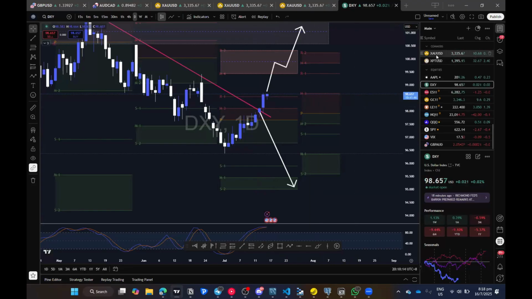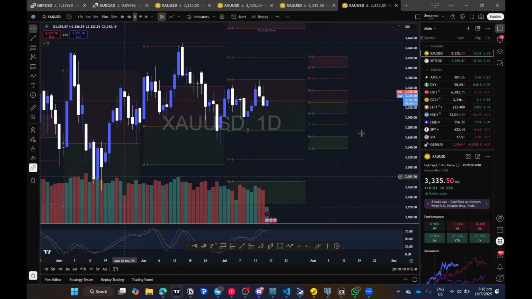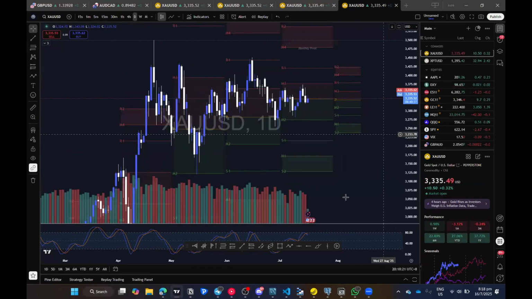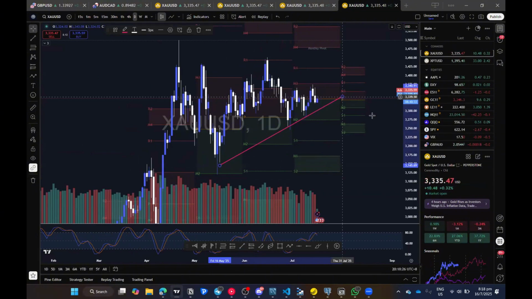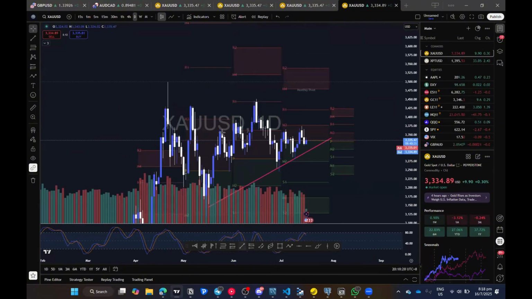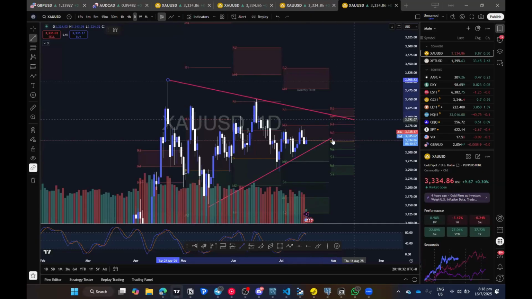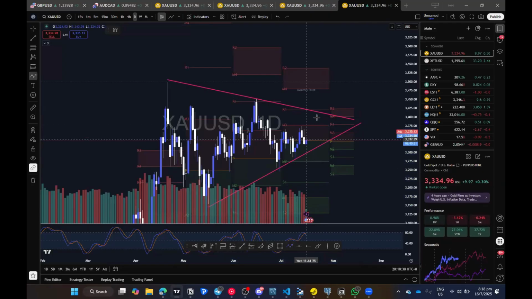Let's quickly look at gold on the monthly time frame. Gold has been in this awkward triangle where your buyers and your sellers are not really making a big move to either side. So we are expecting such a continuation until a breakout of this triangle happens.